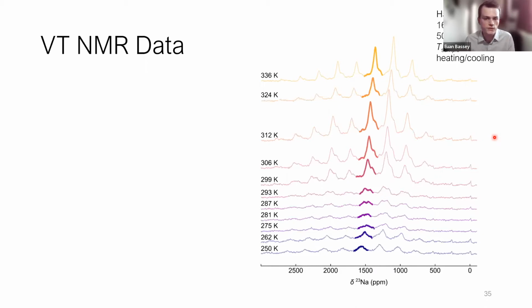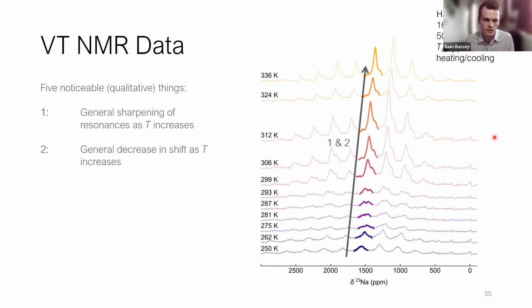So there are really 5 qualitative things that I'd like everybody to take away from this set of data here. The first 2 are that you can see a general sharpening of the resonances. They become less broad and more distinct as you go higher and higher in temperature. And you also see a decrease in the isotropic shift. This is just because you have greater thermal fluctuations in the time averaged electron spin moments. There's less spin density transferred to the nucleus. It just comes from the Curie-Weiss law, and we end up with a smaller shift.